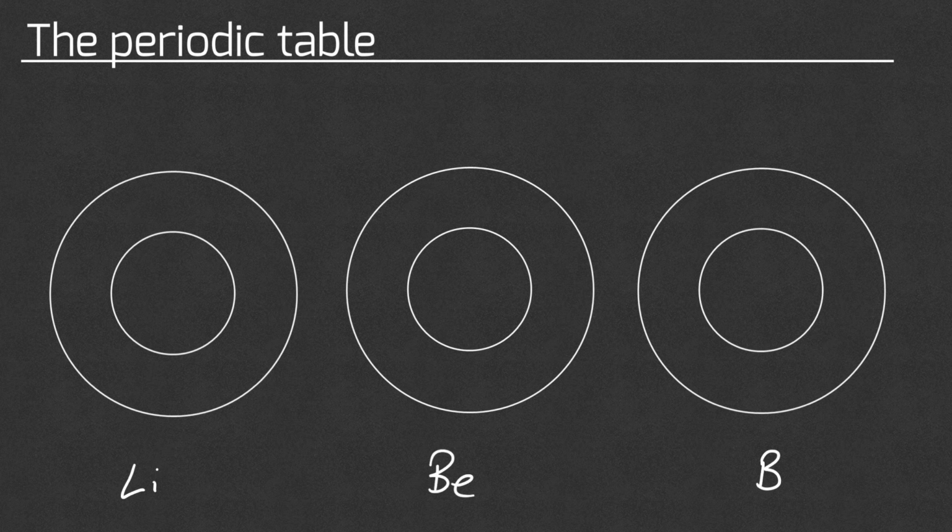So for example, lithium, beryllium, and boron are all in period 2 of the periodic table, so they're all going to have 2 electron shells. They all have different numbers of electrons within these shells, so for example lithium has 1 on the outer shell, beryllium 2, and boron 3, but all 3 elements only have 2 electron shells.